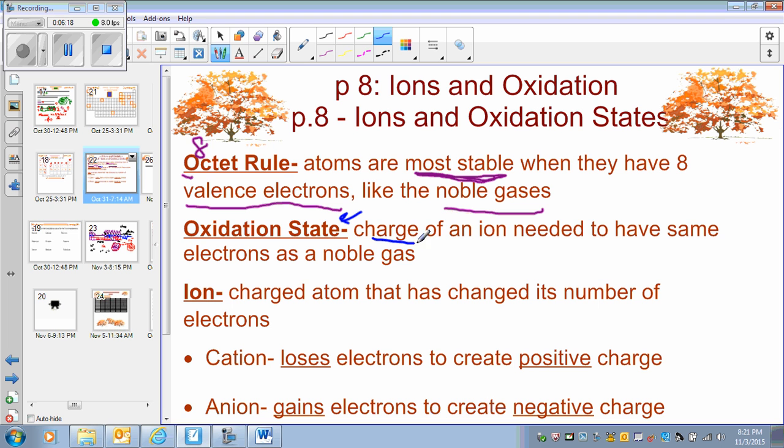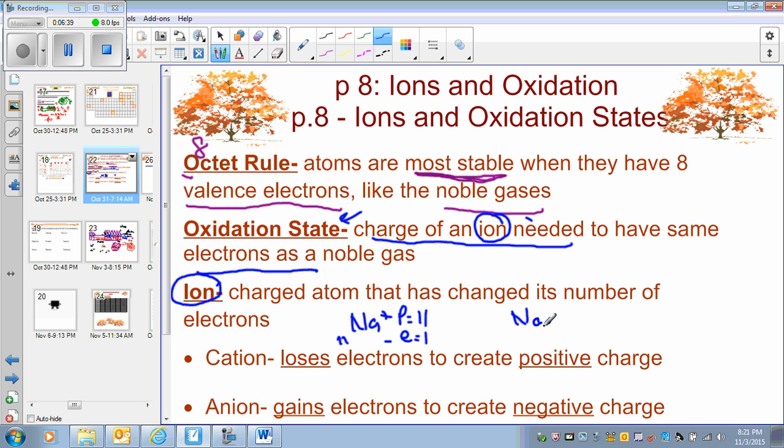So oxidation state is the charge of an ion needed to have the same number of electrons as noble gases. So what is an ion? We use the word ion here. Ion means a charged atom. Like sodium is an atom when it has 11 protons and 11 electrons, an equal number of positives and negatives. But when sodium loses an electron, it has 11 protons and 10 electrons because it has lost an electron. So it has more positives than negatives. Since it has more positives than negatives, it has a +1 charge. And now it is called an ion.